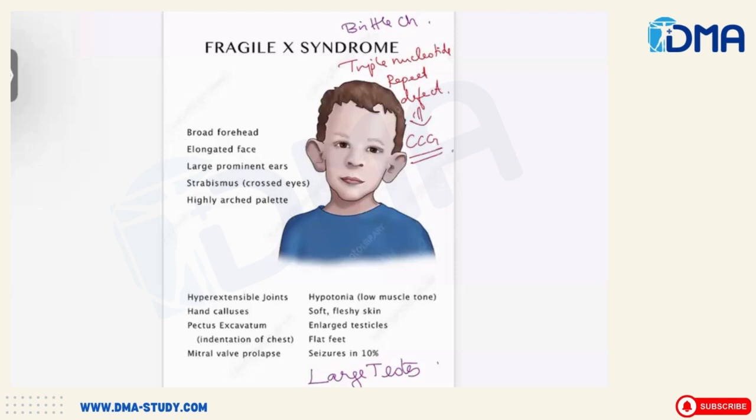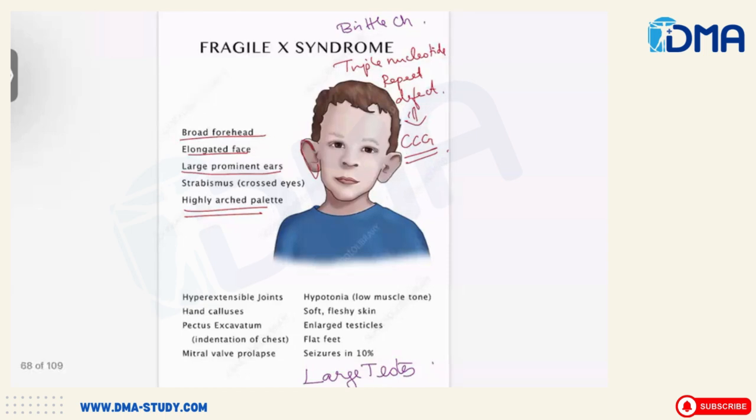And these patients will have a broad forehead with an elongated face with prominent big ears, sometimes with strabismus and a high arched palate. So if this patient comes to me, I will be like, high arched palate. This patient is a very risky patient, chances of difficult intubation could be there for this patient. So I as an anesthetist, that will be going on in my mind if I see such a patient with Fragile X syndrome.